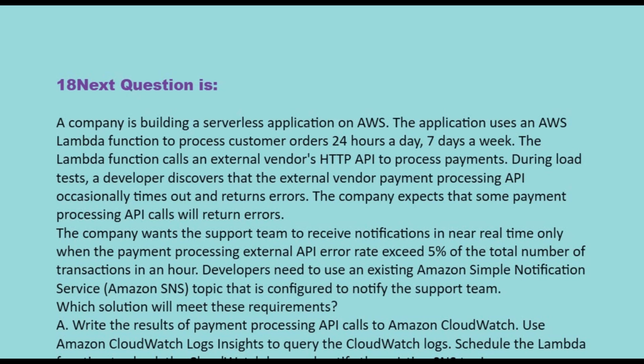The company expects that some payment processing API calls will return errors. The company wants the support team to receive notifications in near real time only when the payment processing external API error rate exceeds 5% of the total number of transactions in an hour. Developers need to use an existing Amazon Simple Notification Service, Amazon SNS topic that is configured to notify the support team. Which solution will meet these requirements?